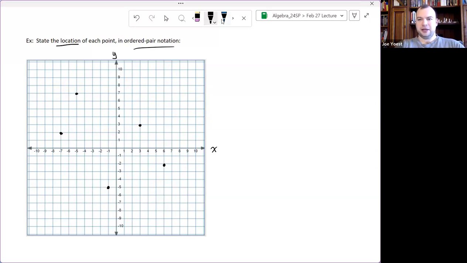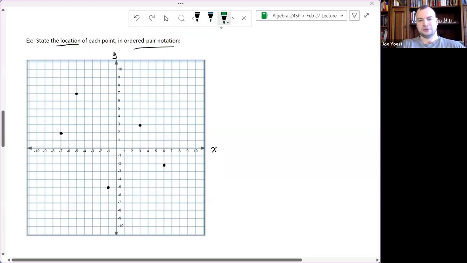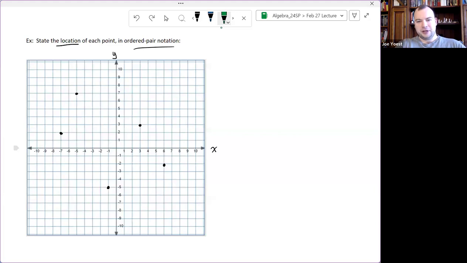And I'm actually just going to write it directly on the graph. Maybe I won't use blue because the background lines are, but maybe I'll try green. So if I take this one that's at the very top up here, I want to give it an ordered pair. So I need to find its x location and its y location.